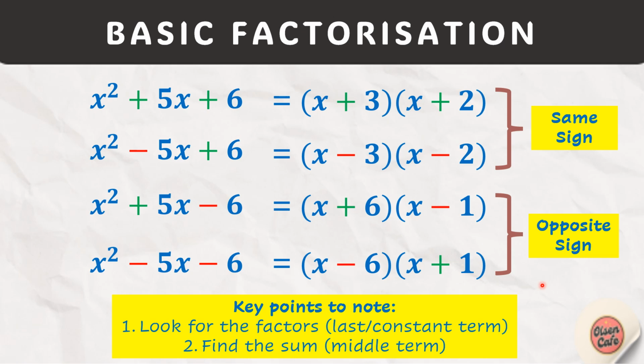So to summarize, whenever you want to do cross factorization, what you will need to do is take a look at the constant term, which is the last term here. Then you want to find the factors whose sum gives you the same term as the middle term. To do that, you will take a look and use the Olsen Big Brother law. So hopefully you find this method useful.